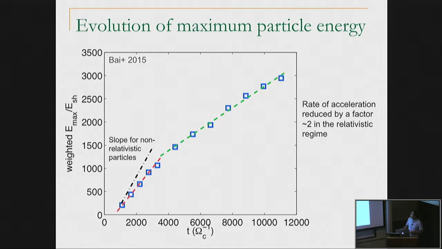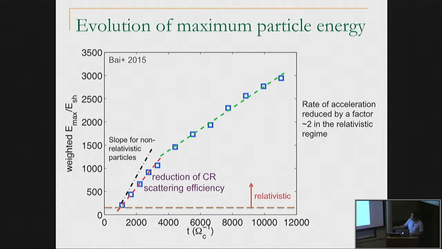The evolution of the maximum particle energy, okay, which is relevant to what is the maximum energy you can reach from these shocks. And for comparison, this dashed dotted line is the slope, basically the rate of increase of the maximum particle energy when all the particles are non-relativistic. You see that with relativistic particles, by the way, this is in our new simulation. Beyond this value, all the particles are relativistic. So we see that first there's a slight reduction of the acceleration rate.